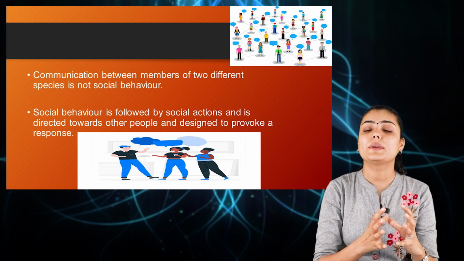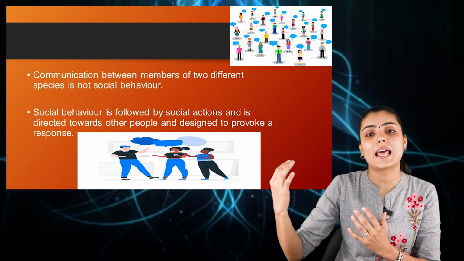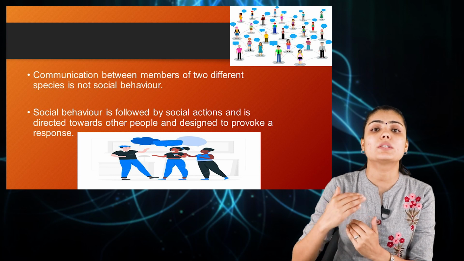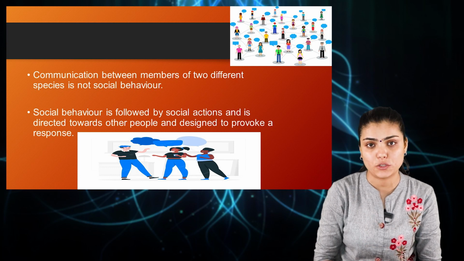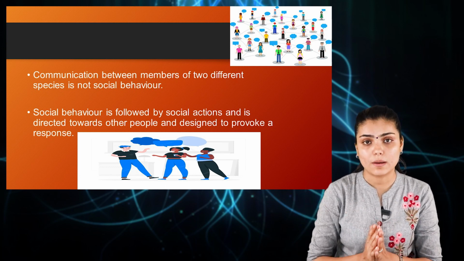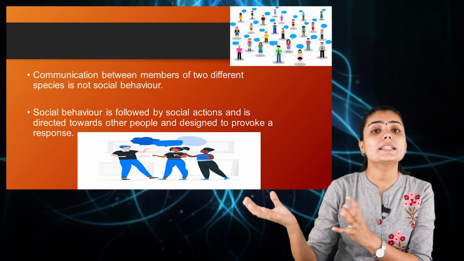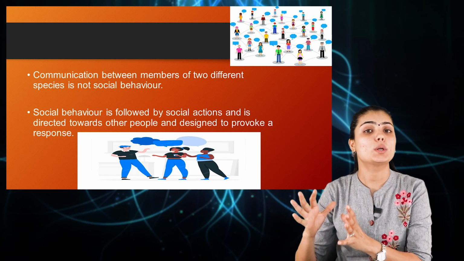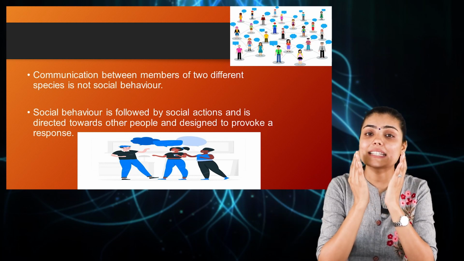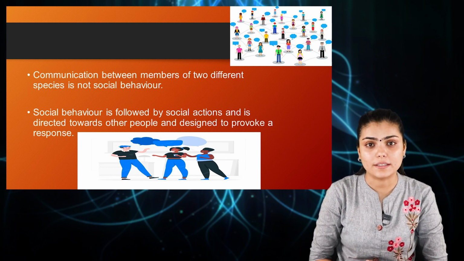Now, social behavior, or the interaction, is usually followed by social action, and it is directed towards provoking a response from the other individual. Which means when you communicate with someone, it is directed to get a response from the individual that you are speaking to. So social behavior is followed by social action, and it is done in such a way that you get a response from the other person.